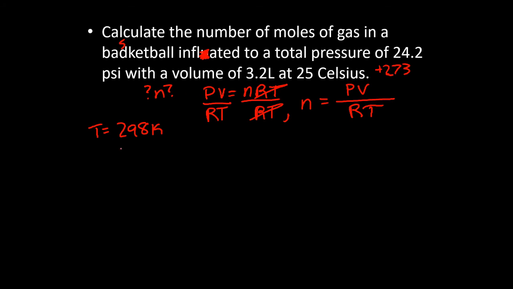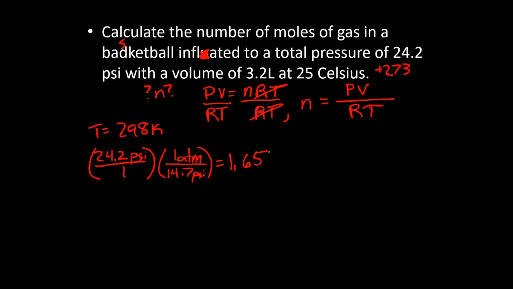For the pressure, that is one I can't do in my head. We have 24.2 psi. If you go back and look at the conversion factor from psi to atmospheres, it is 14.7 psi for every 1 atmosphere. And so this is going to be, let's see here, 1.65 atmospheres. Okay, I think we have everything with the correct units now.